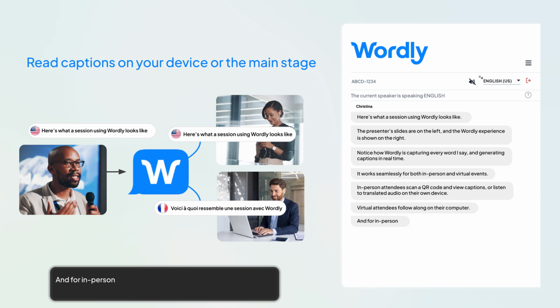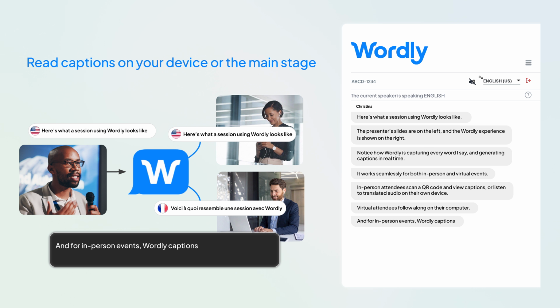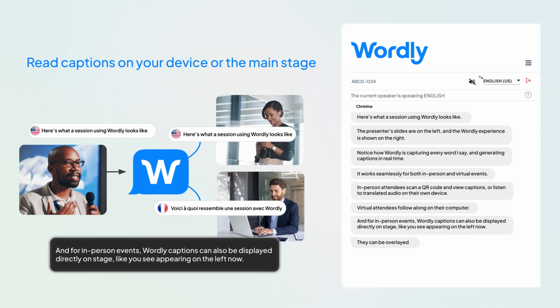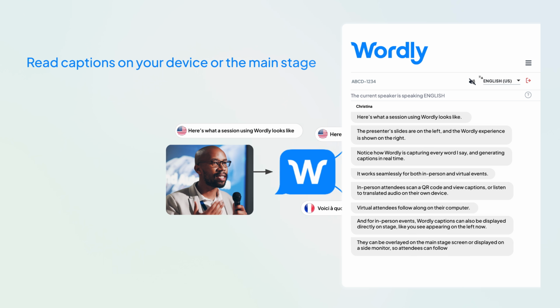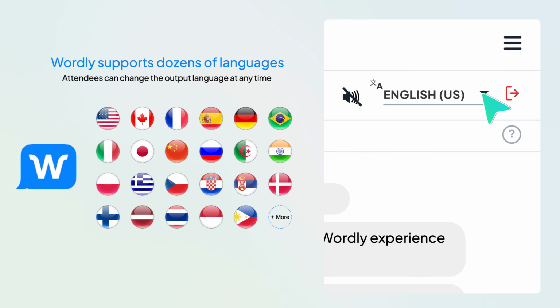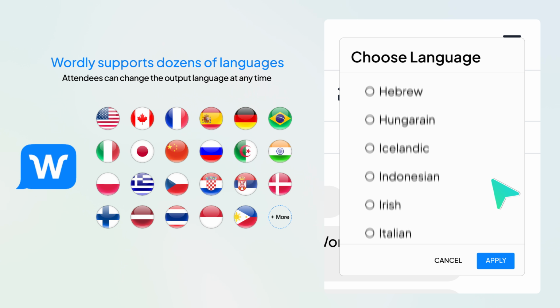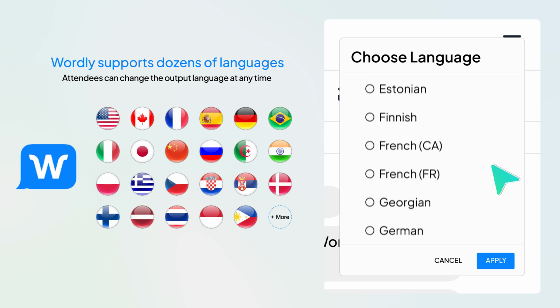And for in-person events, Wordly captions can also be displayed directly on stage like you see appearing on the left now. They can be overlaid on the main stage screen or displayed on a side monitor, so attendees can follow along together. Attendees can select from dozens of languages and switch at any time.